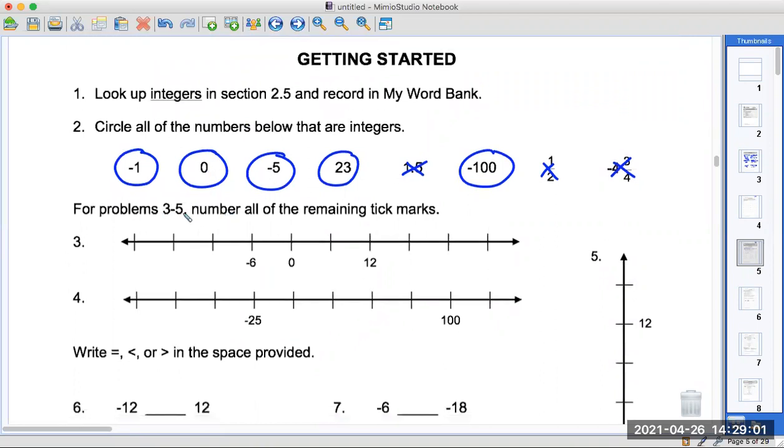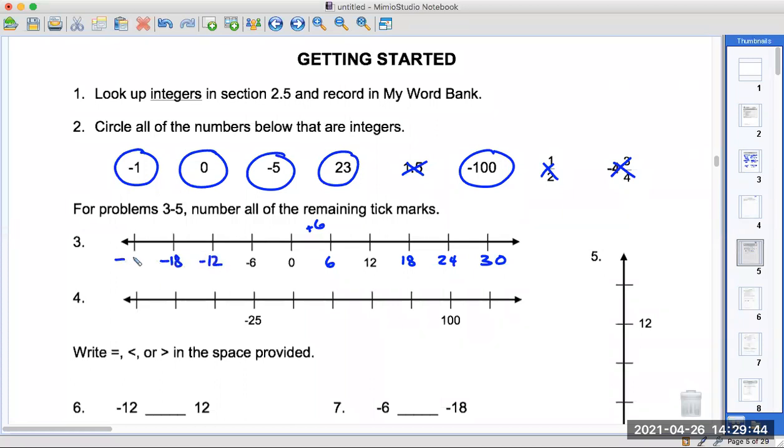For problems 3 to 5, number all the remaining tick marks. Okay, so your clue is this. We're going up from 0 to the next one, it's 6. So you're going by 6s, right? So what's missing here? 0, blank, 12, the half would be 6. We're going up by 6s each time, right? And then that would be 18. So it's the multiple of 6s, 24, 30. This is called a number line. 0 divides the positive numbers and the negative numbers.